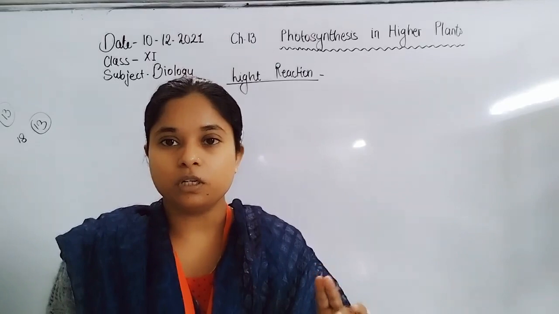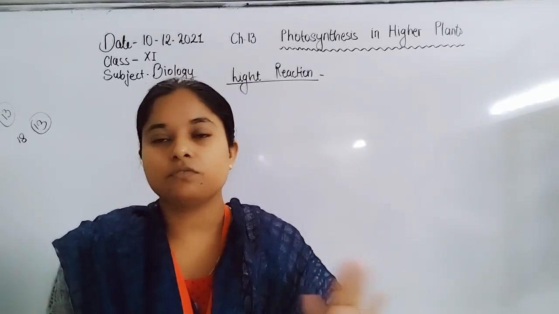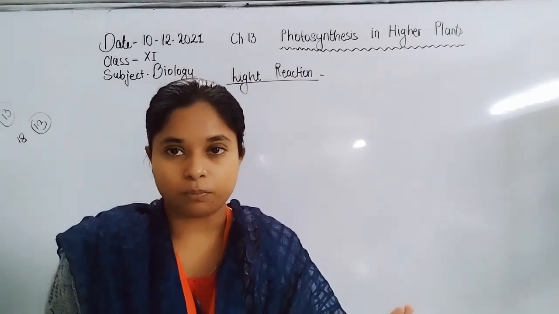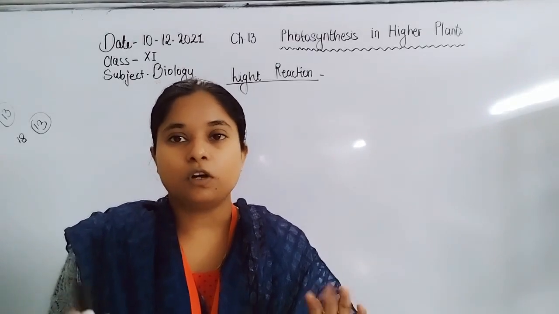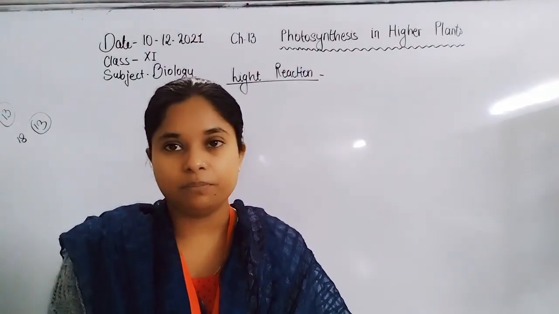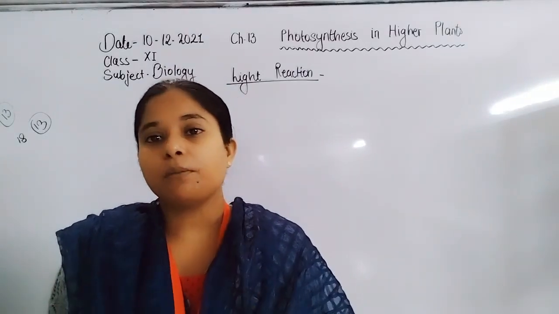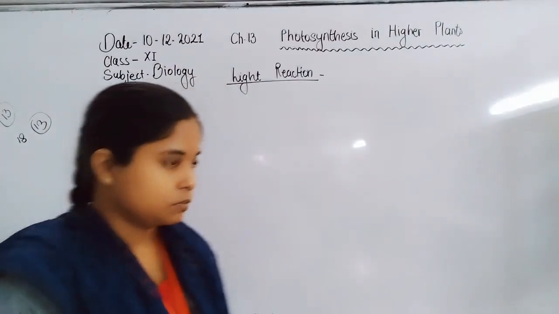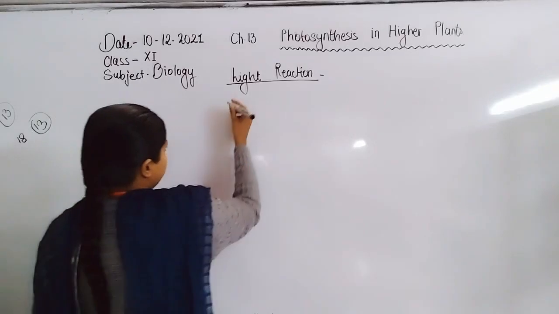What are the products or phenomena of the light reaction? First we discuss this topic, then we discuss what steps are involved in the synthesis of ATP or NADPH2, and how many types of phosphorylation take place. First we discuss the products of the light reaction.